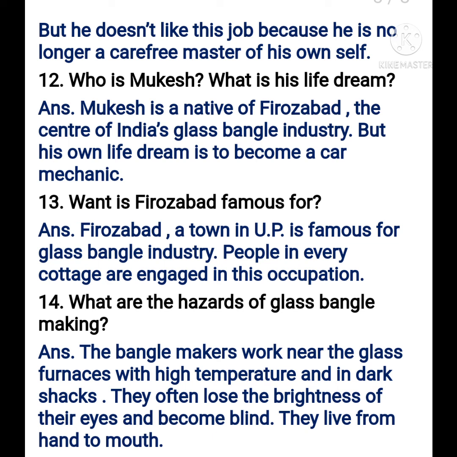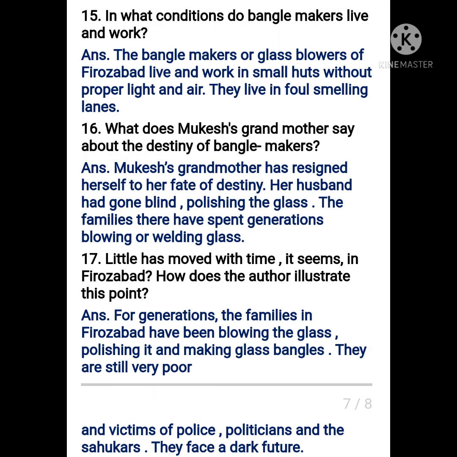People in every cottage are engaged in this occupation. Question number 14. What are the hazards of glass bangle making? This one is very important. Answer. The bangle makers work near the glass furnaces with high temperature and in dark cells. They often lose the brightness of their eyes and become blind. They live from hand to mouth.